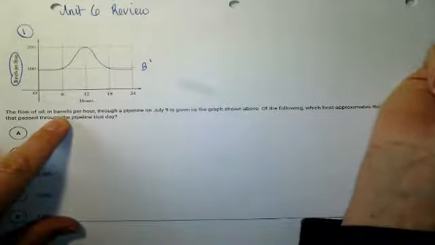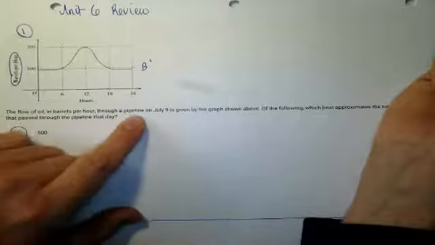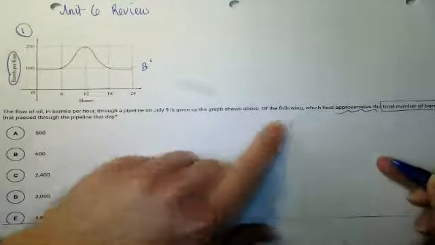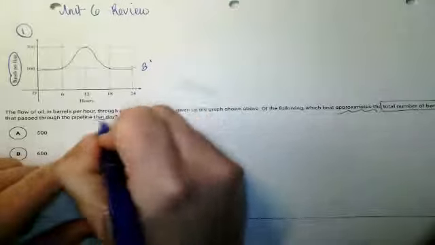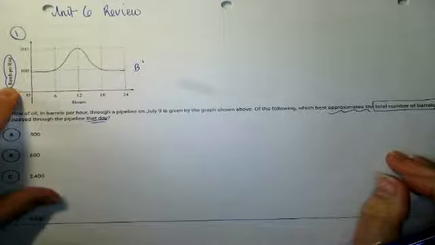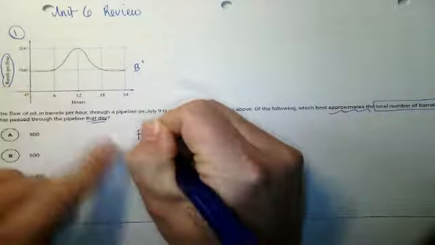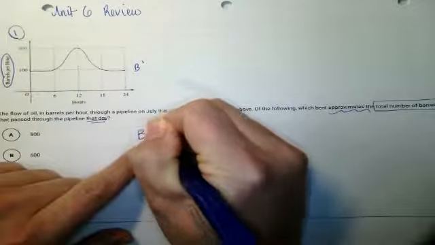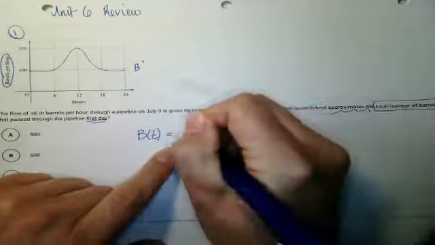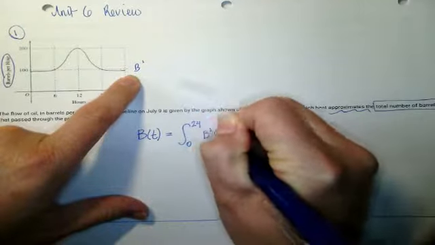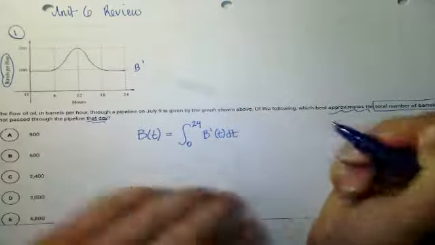The flow of oil in barrels per hour through a pipeline on July 9th is given by the graph shown above. Of the following, which best approximates the total number of barrels of oil that passed the pipeline that day? So this is only giving me a rate of barrels per hour. And so if I want the total number, that means B, the total number for that time length of one day, that would be integrating from 0 to 24 of this B prime function, okay?